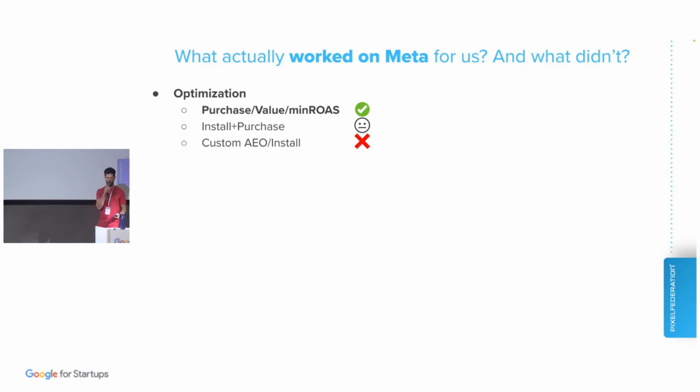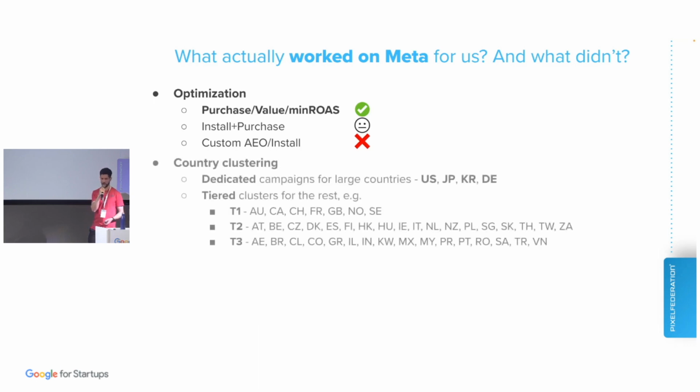Tend to use purchase campaigns on the high tier geos and minimum ROAS on the lower tier geos. And what I mean by that is, an additional tip is country clustering. So we run dedicated campaigns for US, Japan, Korea, Germany, you name the big countries where you can benefit from localized creative. And then we tiered all the rest of the countries into 2 or 3 tiers and run separate campaigns for each of those with English creative or with DLO.